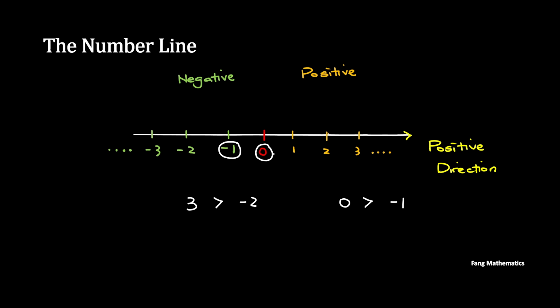So given two numbers for you to compare, the first step is for you to locate the two numbers on the number line. And then you are to look at the one that is on the right of the other. And the one that is on the right is the bigger number.